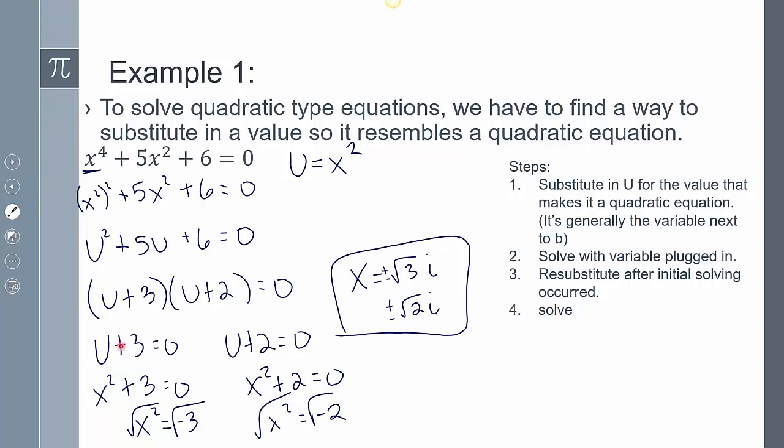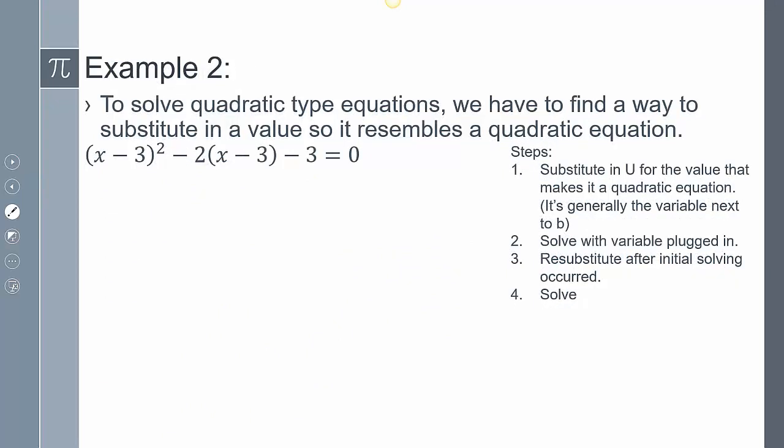Then you can substitute the u back in. Now I could have substituted the x squared back in for u here or here, and that's what I did. Or I could have said u equals negative 3 and then substituted it in. And then from there, just make sure you continue solving for the original variable that we had. In this case, that was x.